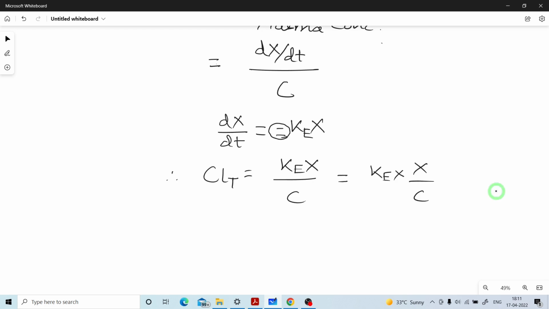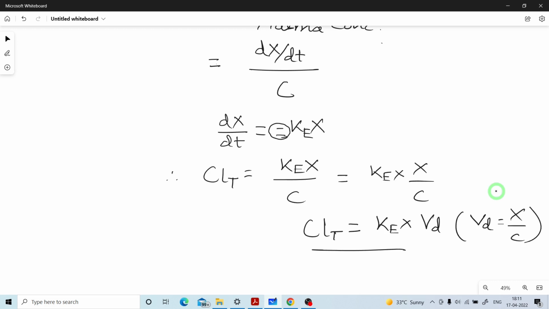So the same equation, we have rewritten it in this format, Ke into X upon C. And you all know what is X upon C. X upon C is nothing but it is volume of distribution. So now your clearance can also be written as CLT, that is total clearance, will be equal to Ke into volume of distribution, where volume of distribution is equal to X upon C. So in this way, this will be your formula for total clearance.